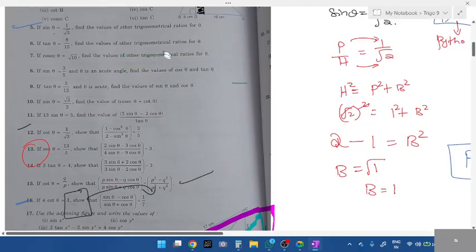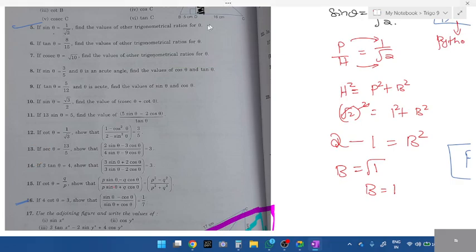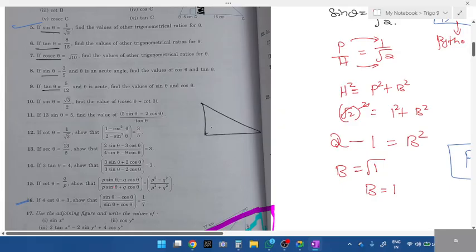Tell me one common thing from 5 to 16. What is that one common thing they have asked? Can you see that in all the questions only one value is given? Sine, cos, cosec, sin, tan, right? Total how many sides do we have in a triangle? Total three sides. How many trigonometric ratios? Out of six, how many values are given here? In each question only one value. Then we use this concept. Is it clear?